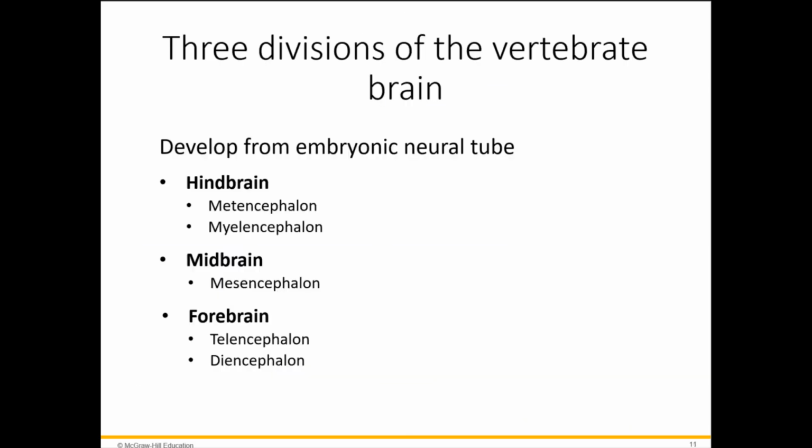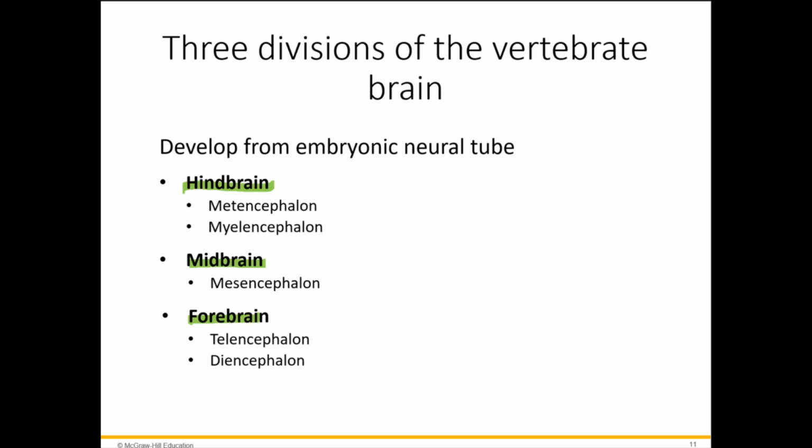So now we want to talk about the three divisions of the vertebrate brain. From the embryonic neural tube that develops in vertebrates, the notochord develops into the nerve tube. The notochord is found in all chordates, but there's one group that's not a vertebrate, the amphioxus, which doesn't develop into a nerve cord. It doesn't develop into the brain. But the neural tube develops into these three parts: the hindbrain, the midbrain, and the forebrain.